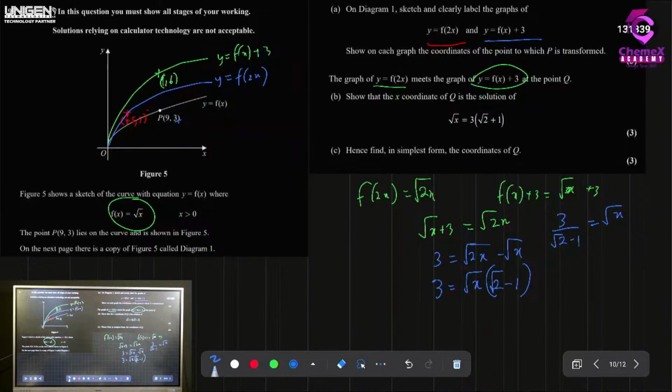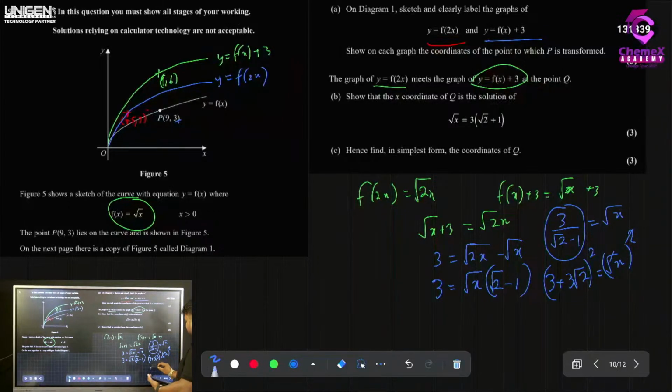You can rationalize this. Can you give me the rationalized answer? 3 over root 2 minus 1. What is it? You multiply by root 2 plus 1, remember? 3 plus 3 root 2 equals root x. Now to get x, you square both sides.